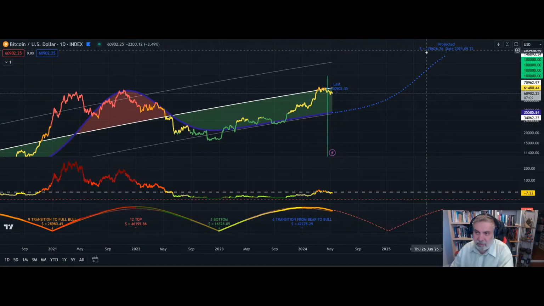And I put what is the projected price there, 178. So it should go all the way to about 210,000. That is what we are projecting to be the top. And that top should be about November or December 2025.